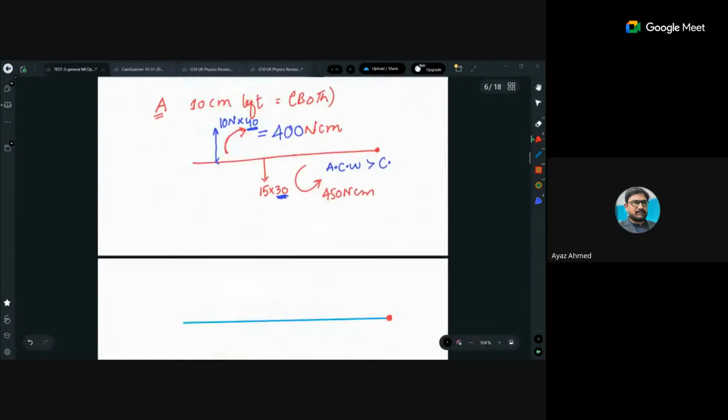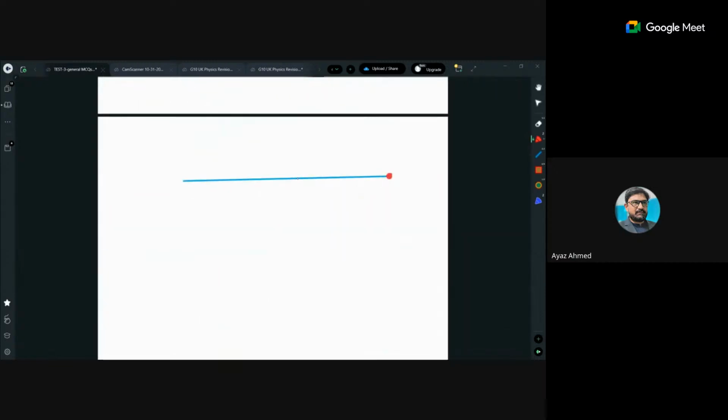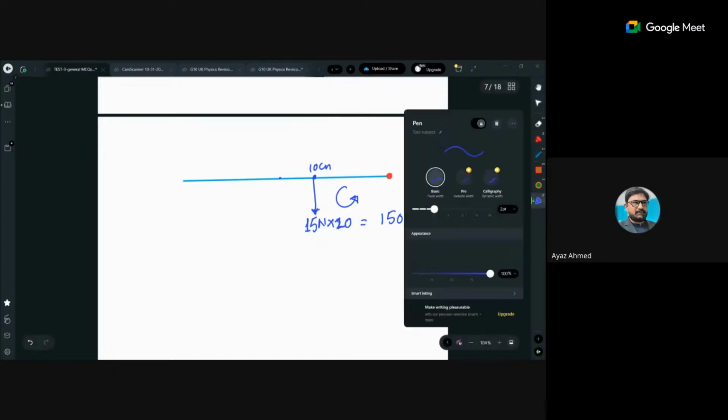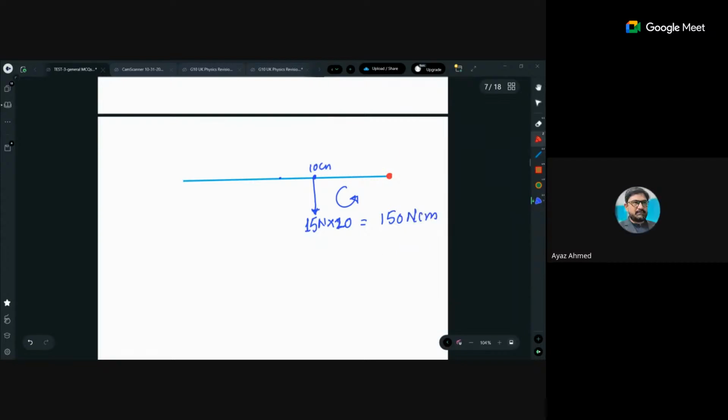10 centimeter right. So when they are moved 10 centimeter right, this mass was hanging at 20 centimeter. Now it is hanging at 10 centimeter. So its force is 15 Newton, and now it is at the 10 centimeter mark because initially it was at 20. So you will multiply it by 10. So what did you get? You get 150 Newton centimeter moment, which is actually anti-clockwise. Are you people getting it? Yes, sir.